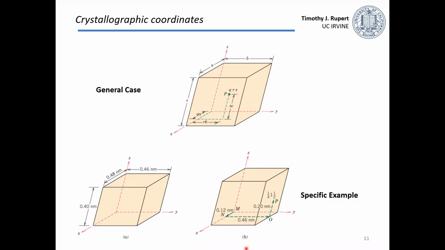If we want to put specific examples on that, we can put some side lengths on that box. None of them are the same. And if we move, for example, 0.12 along the X, we're actually moving 1/4 distance in that X unit cell. We might move 1 full period across the cell in Y, and then 1/2 of the way up Z. Our position P would be 1/2, 1, 1/2.